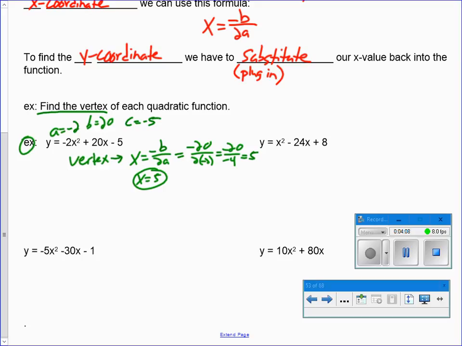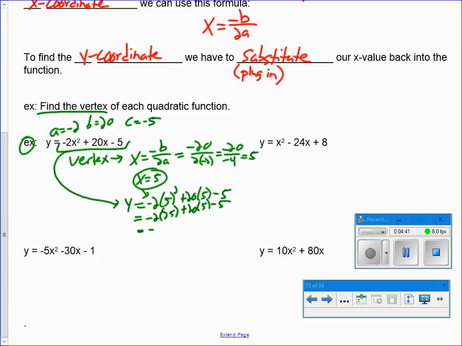To find the y, I have to plug 5 into the function. So I'm going to have y equals negative 2 times 5 squared, plus 20 times 5, minus 5. We take this original function and plug 5 in. Make sure we follow order of operations. We have to square first, so negative 2 times 25, plus 20 times 5, minus 5.